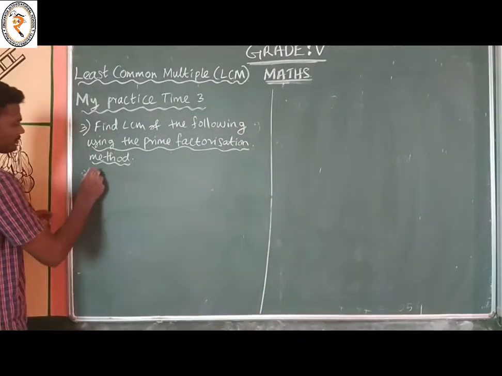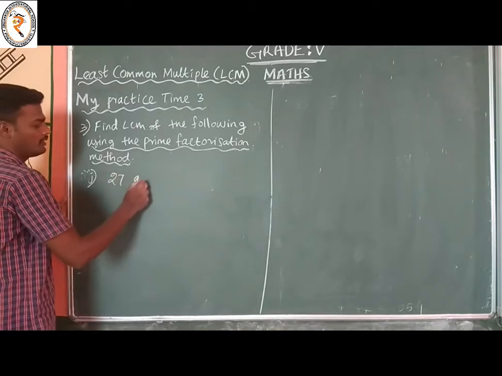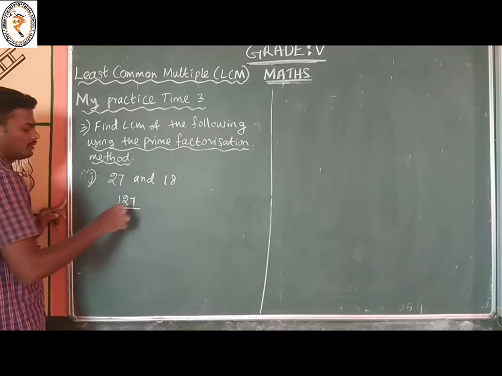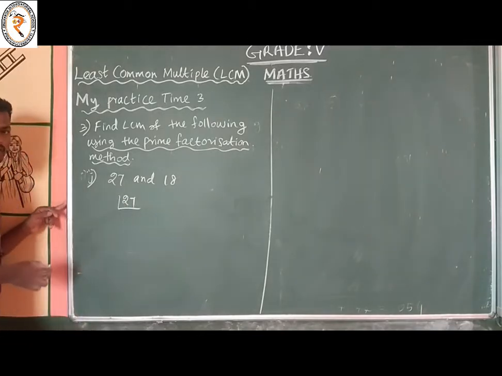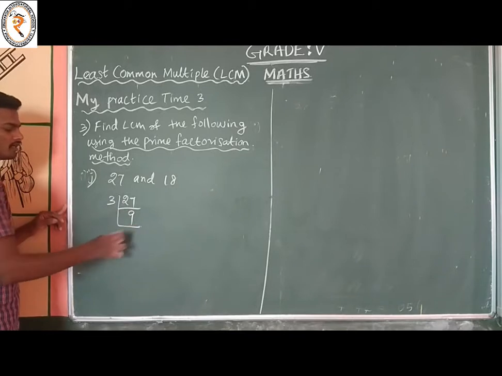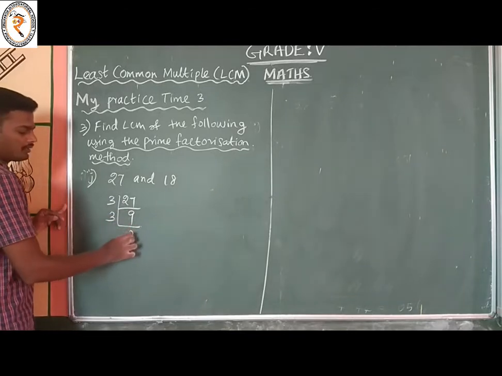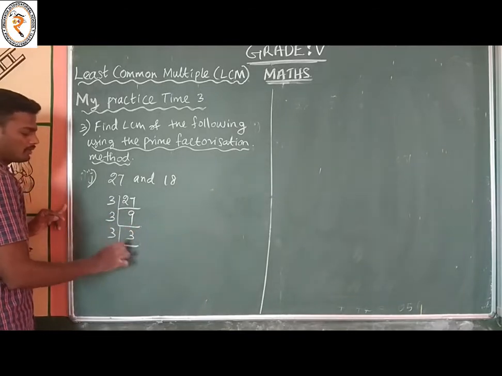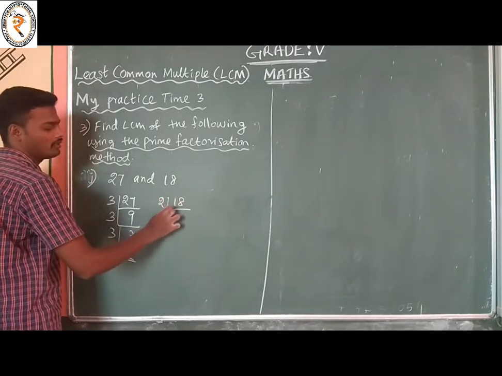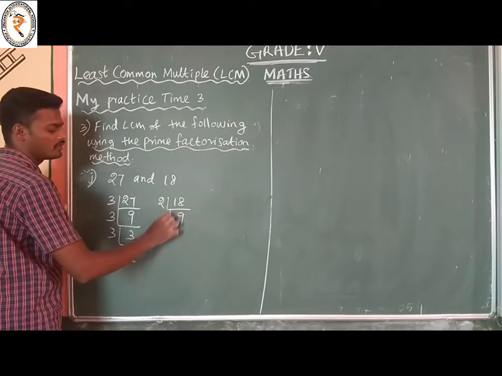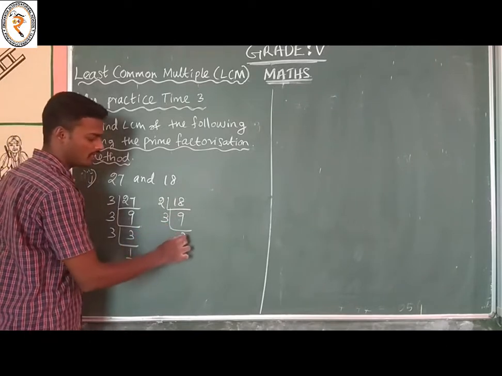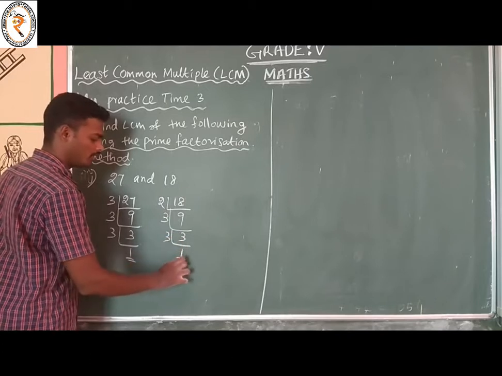27 and 18. 27 is an odd number in third table, 27 comes 9 times. 9 is an odd number in third table, 3 times in third table, 1 times. 18 is an even number in second table, 18 comes 9 times. 9 is an odd number in third table, 3 times, in third table 1 times.